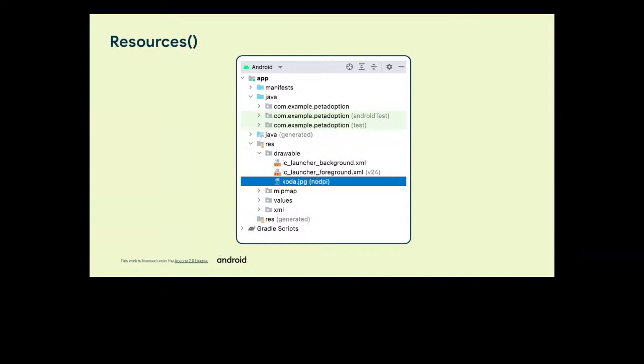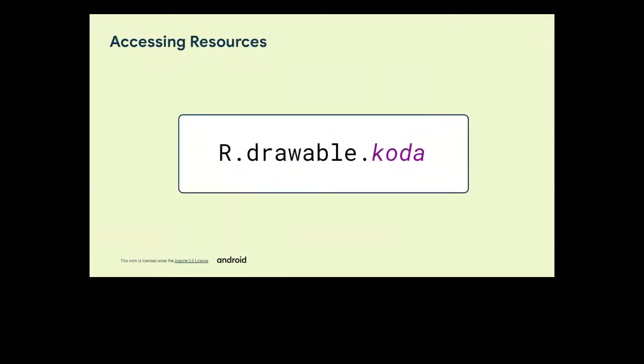Now, how do you access these resources? These resources can be accessed using a very, very intuitive class called R. R for resources. This class is very helpful for us. It contains the ID numbers of almost every resource that you will ever use in your Android Studio project.